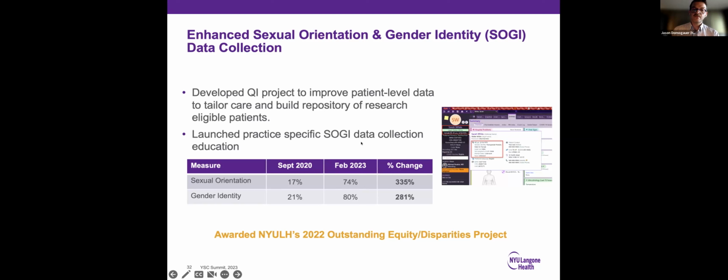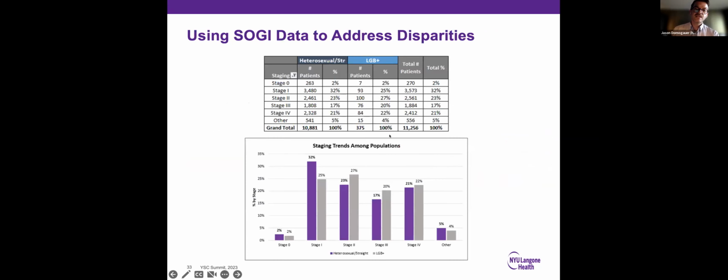And part of this, when we first started this quality improvement project, we had a completion rate of 17% for sexual orientation and 21% for gender identity. But more recently, in these numbers I have to update, we're now hovering around 90%. And so this has been fantastic, as it allows us to have a better cohort of patients to look at to see, are we seeing any healthcare disparities? And some of this data is coming up now.